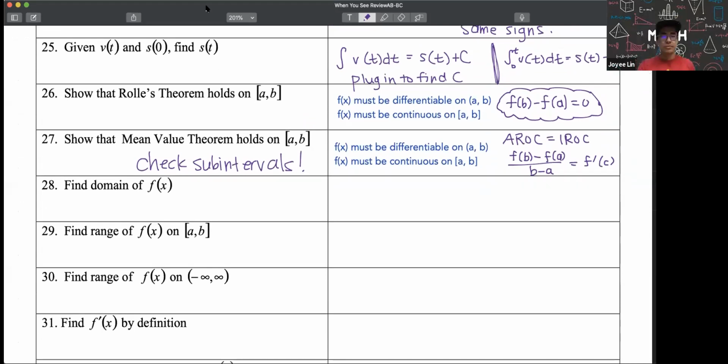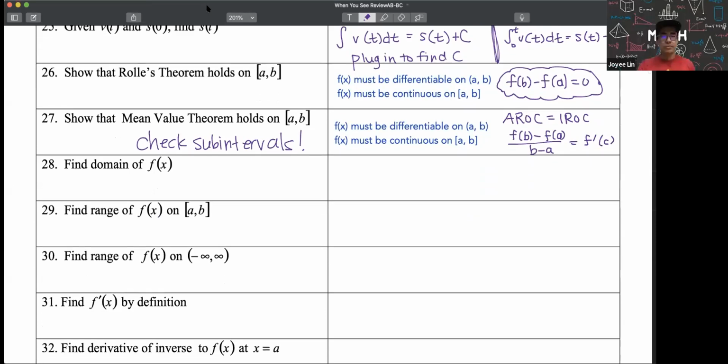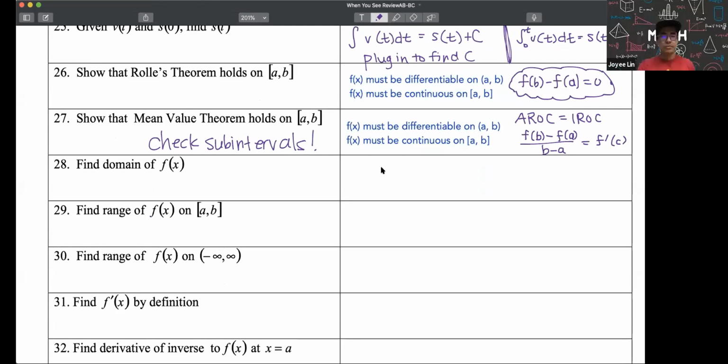Find domain. The only reason it's here is that the test does assume f of x exists for all real numbers, right? When do you not? When you take a square root, right? When else? 1 over x, right? When else? ln of x, right? Those are the few times you have to be careful: when you have a denominator, a square root, or a log.